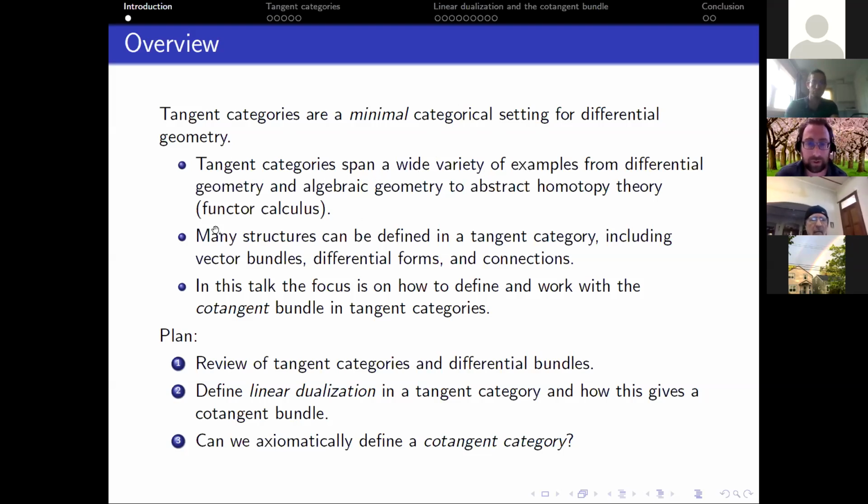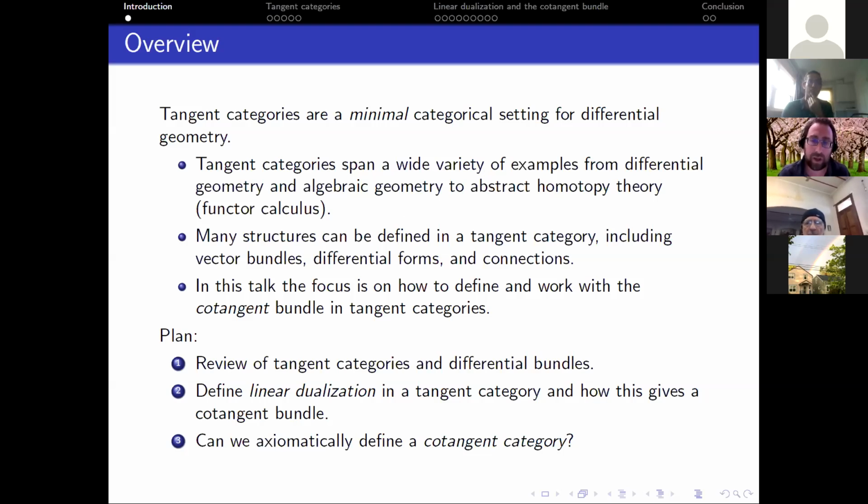In addition to there being lots of examples of them, many structures can be defined in a tangent category. If the claim is that they're a minimal categorical setting for differential geometry, you really have to show that by showing that a lot of the structures that you deal with in differential geometry can be defined in these categories. That's part of what myself and some others have been working on in the last few years: showing that in this abstract setting, many things can be defined, such as analogs of vector bundles, differential forms, connections, all sorts of things. The goal overall is to be able to open up a standard differential geometry book, flip to a random page and be able to find an analog for that in tangent categories. And as part of that program, what I want to talk about today is how we could think about the cotangent bundle in tangent categories.